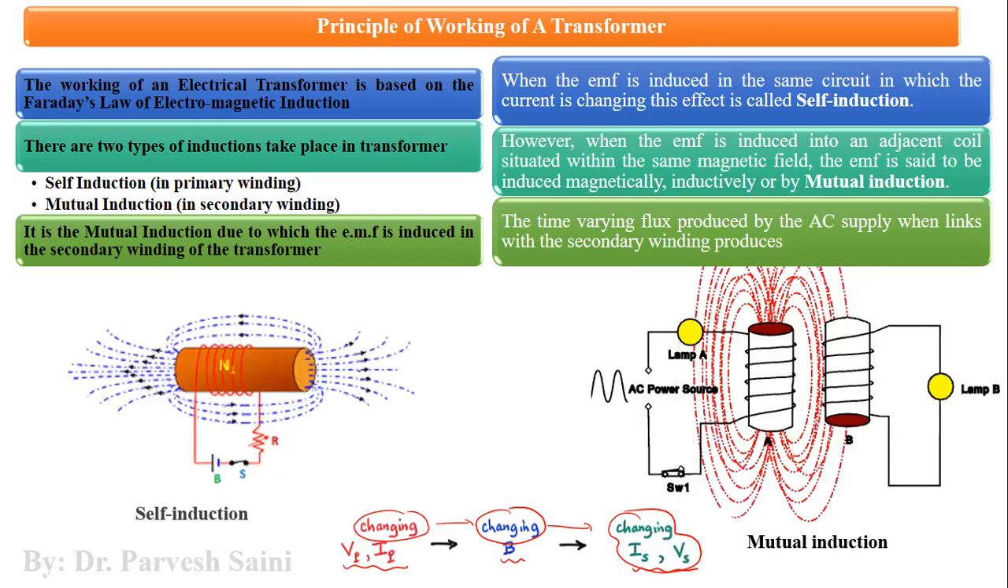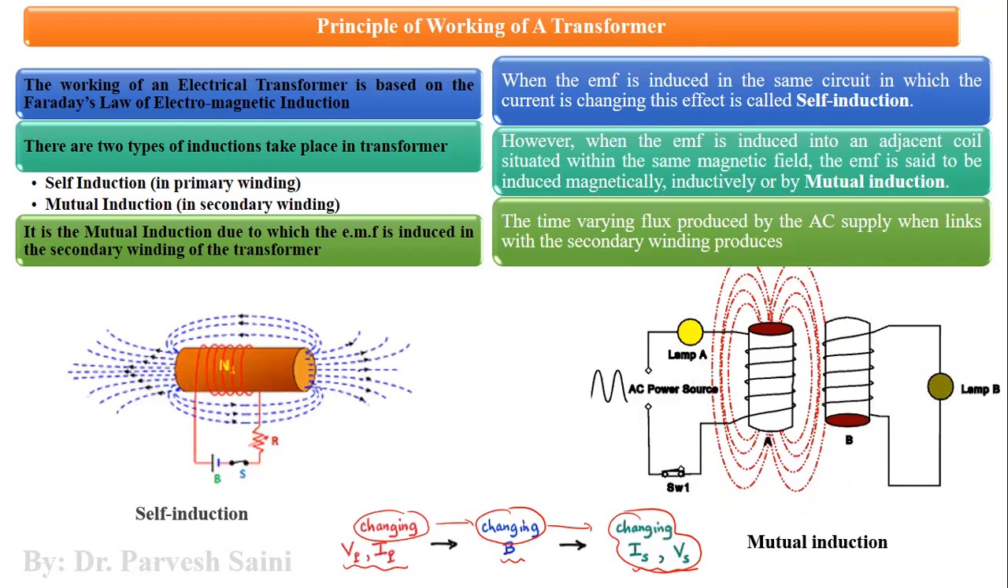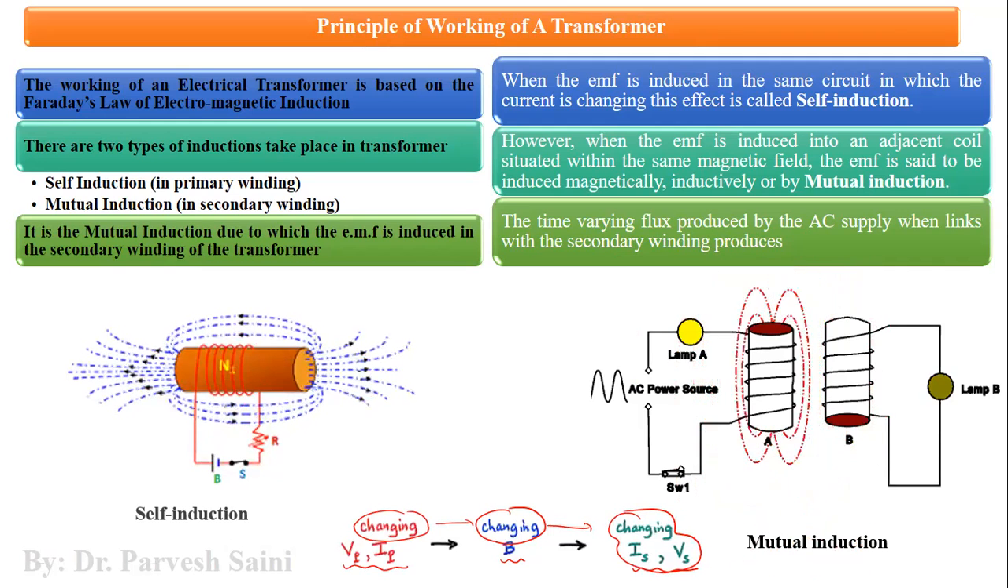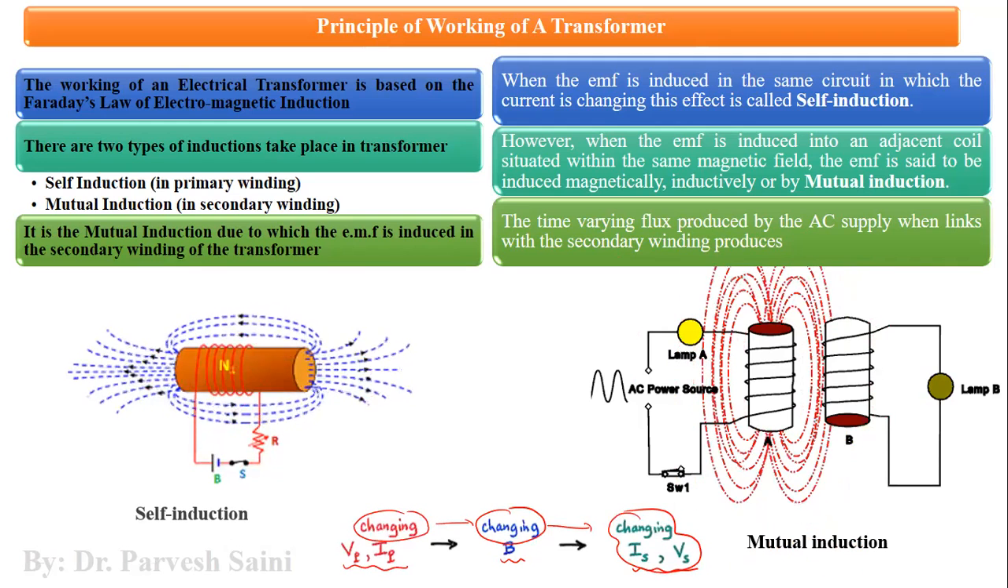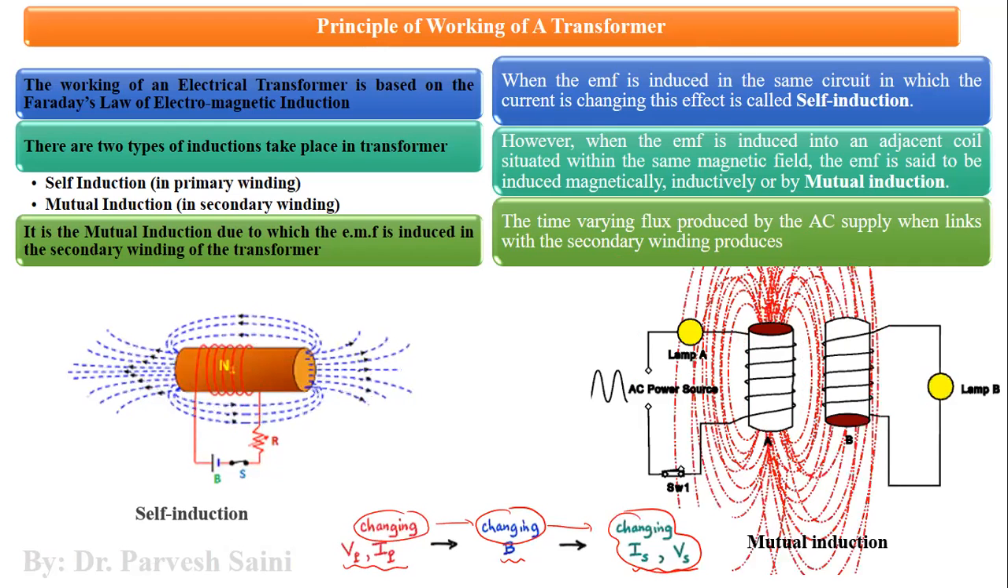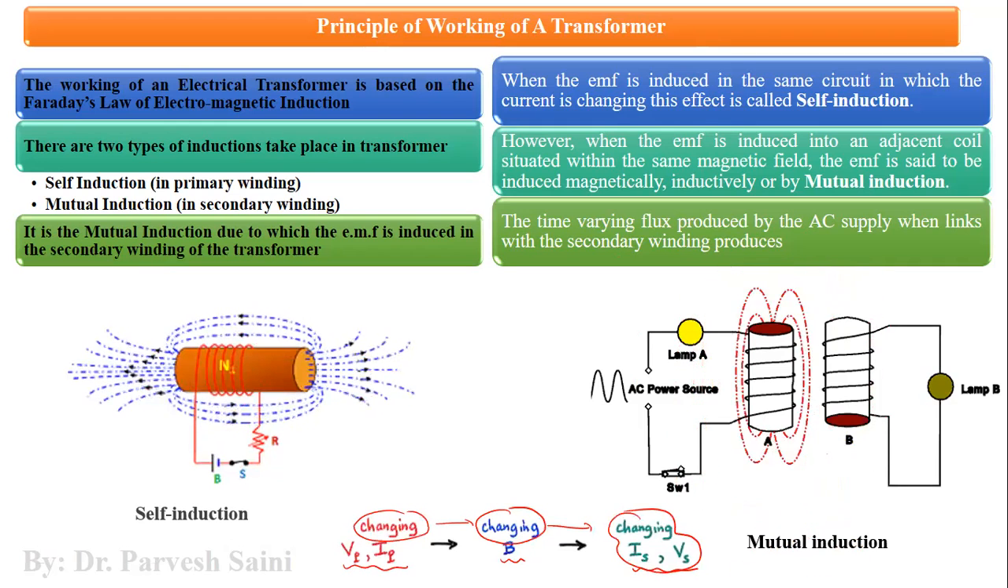So in this short picture, you can easily understand the working of a transformer. So I repeat, it is Faraday's law of electromagnetic induction, no doubt, but there are two types of inductions. One is self-induction, which takes place in the primary winding of the transformer, and then there is mutual induction, which takes place in the secondary winding of the transformer.